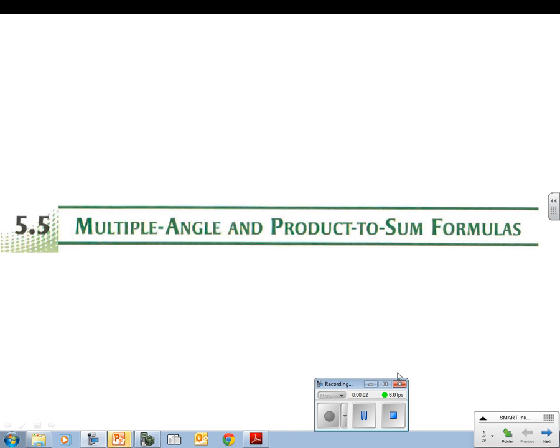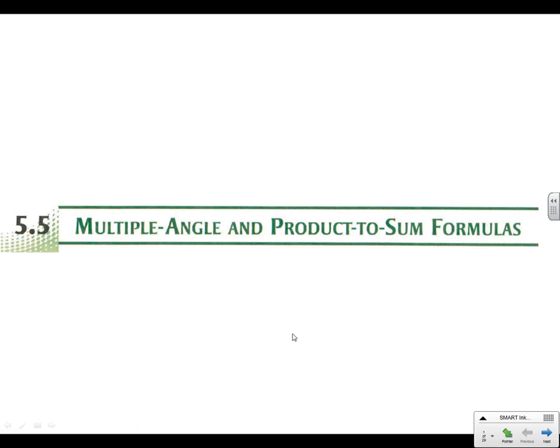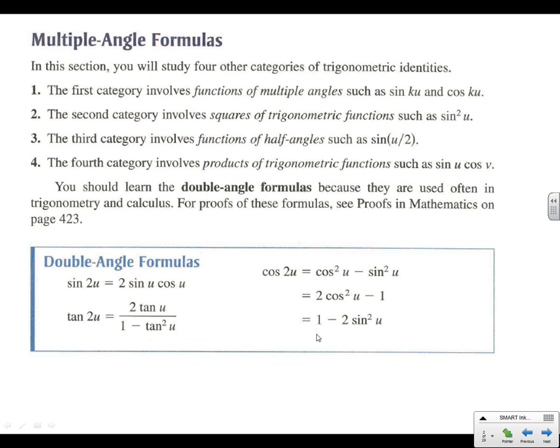All right, let's get started with 5.5. Last section of chapter 5, multiple angle and product to sum formulas. So the last set of formulas we're going to need here in chapter 5. So in this section, a couple things going on. First thing, 4 different sections we're going to look at here.